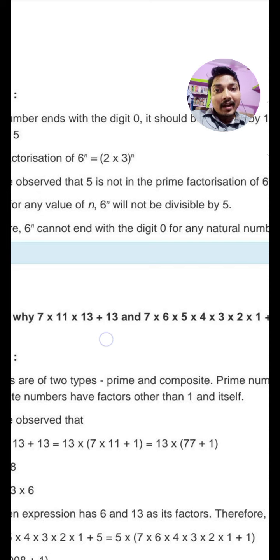As I will not get any 5, at least one 5 was required, but here I am not getting any 5, so 6 to the power n will at no cost give any number whose unit digit is 0.